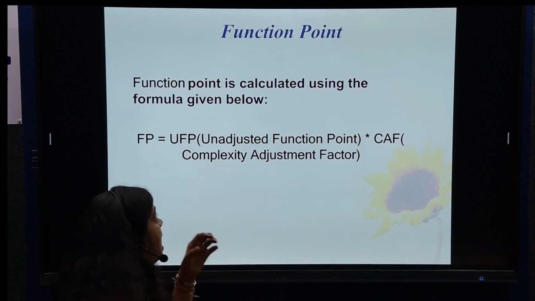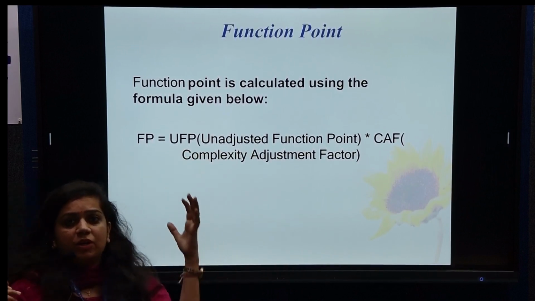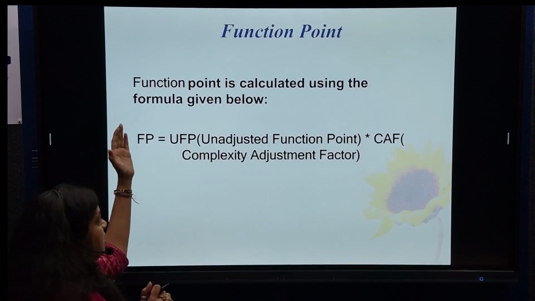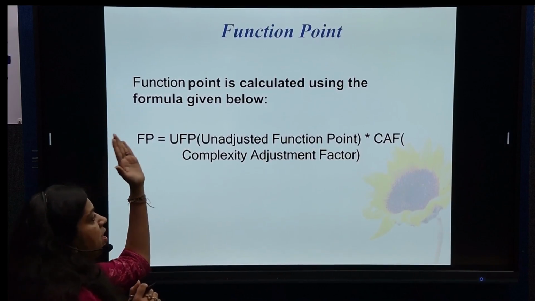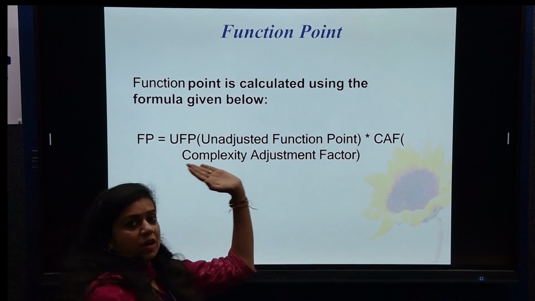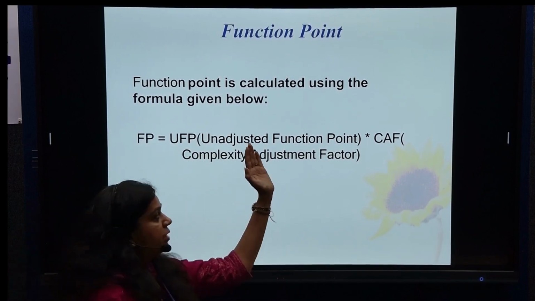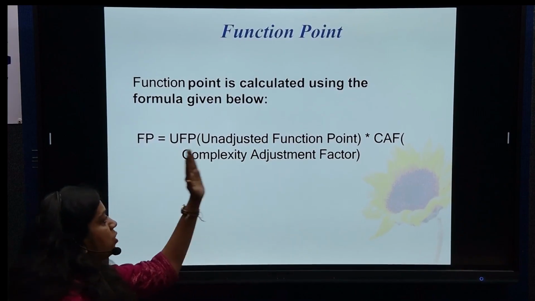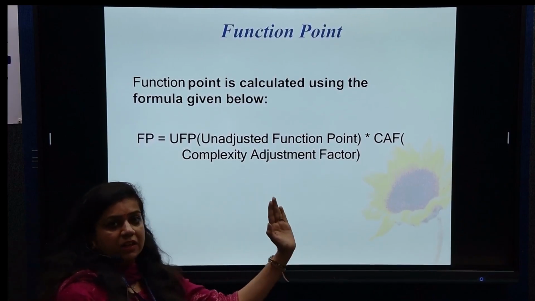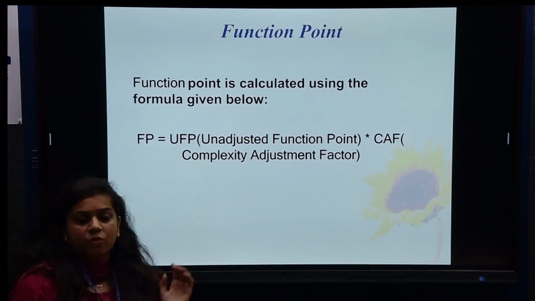So now how is function point calculated? The function point is calculated using the formula FP is equal to UFP into CAF. Now what is this UFP and what is this CAF? UFP is unadjusted function point and CAF is complexity adjustment factor. So one by one we will try to understand what UFP and CAF are.